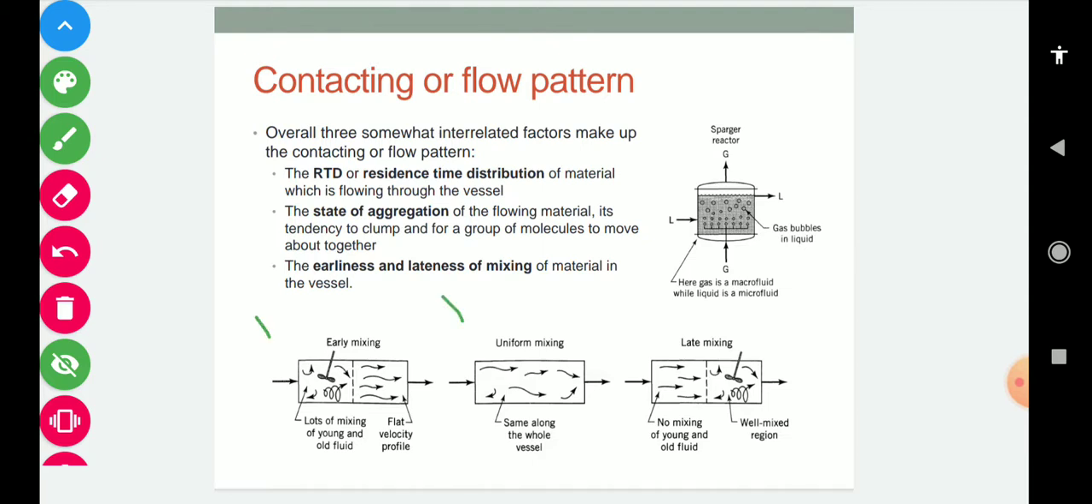However, the average velocity is constant, but you will get different amounts of conversion due to different levels of mixing at different positions. So these are three important factors which ultimately define overall conversion in the reactor. First is the residence time distribution. Second is the state of aggregation: what is the total surface area available for mass transfer and chemical reaction. Third one is the type of mixing, whether it's early mixing, late mixing, or uniform mixing.